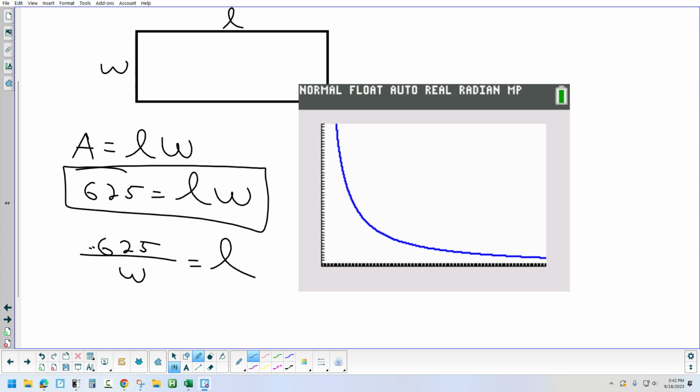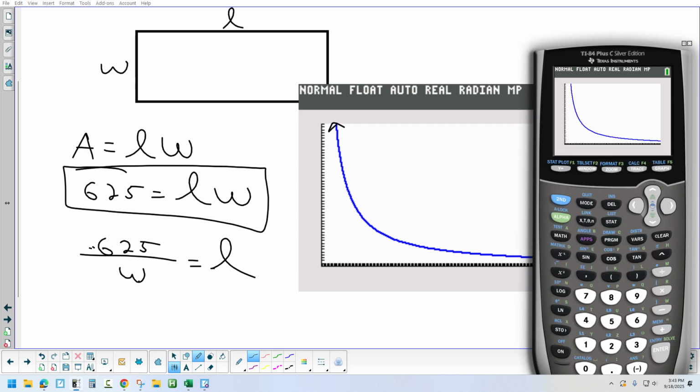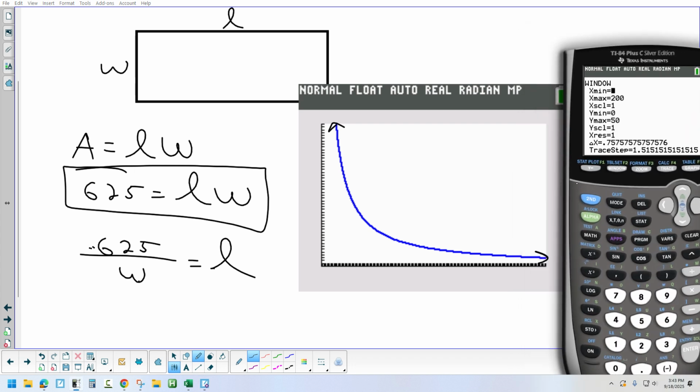So that's a good graph, and you wouldn't want to be looking at negatives because you can't have negative width and you can't have negative length. So you should only be looking at quadrant 1. And you're never going to be able to see the whole graph. This just goes up forever, and that just goes to the right forever. But that's a good window. So if they asked for a window, I would say that's good right there.